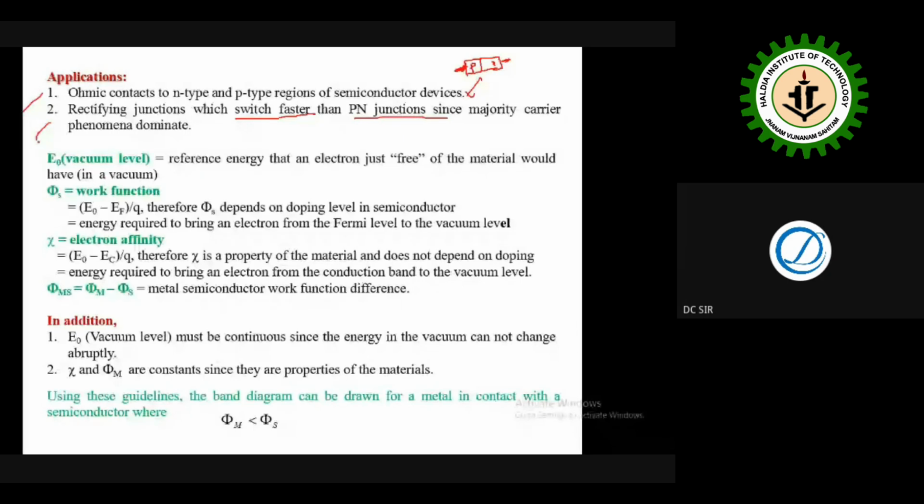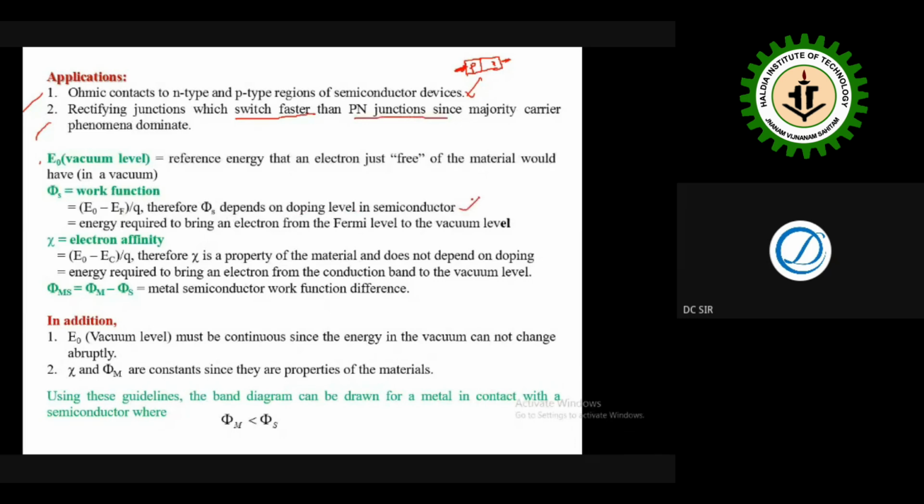Here the vacuum level is denoted by E naught, which is the reference energy that an electron just free of the material would have in vacuum. And phi s is the work function, which is equal to E naught, the vacuum level energy, minus EF, the Fermi level energy, divided by Q. Therefore, phi s depends on doping level in the semiconductor.